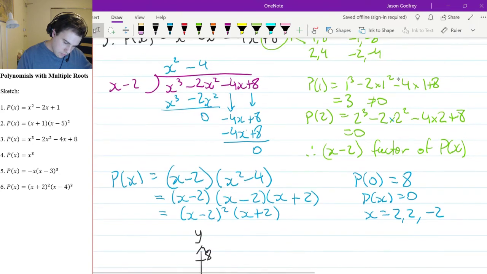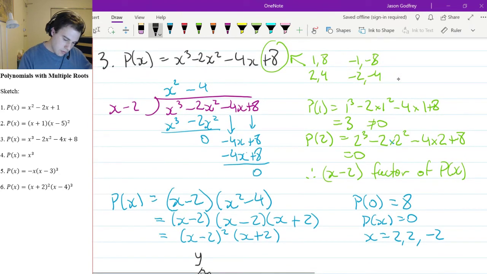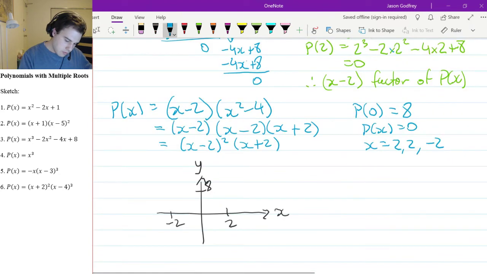And also, remember here it was positive x cubed, so it's going to start on the right side, it's going to start up the top. So 2 is a double root, so we're going to come down, bounce off, turn around at some point, and then go through there.